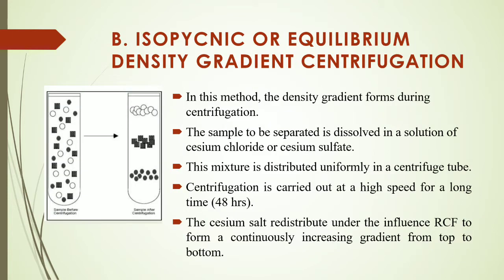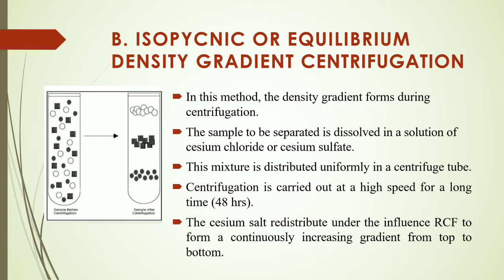Isopycnic or equilibrium density gradient centrifugation. In this method, the density gradient forms during centrifugation. The sample to be separated is dissolved in a solution of cesium chloride or cesium sulfate. This mixture is distributed uniformly in a centrifuge tube. Centrifugation is carried out at high speed for a long time.